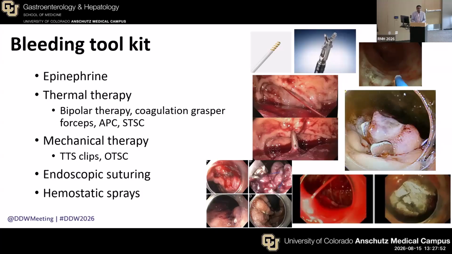The next is thermal therapy. So we have bipolar probes. We have the coagulation grasping forceps I showed you, argon plasma coagulation, snare tip soft coagulation. Then you have mechanical therapy: over-the-scope clips, through-the-scope clips. We have suturing, and we have hemostatic sprays that are available. So our tool bag, even since I was a fellow six or seven years ago, has now enormously improved, where the majority of non-variceal upper GI bleedings in 2026 we can manage.